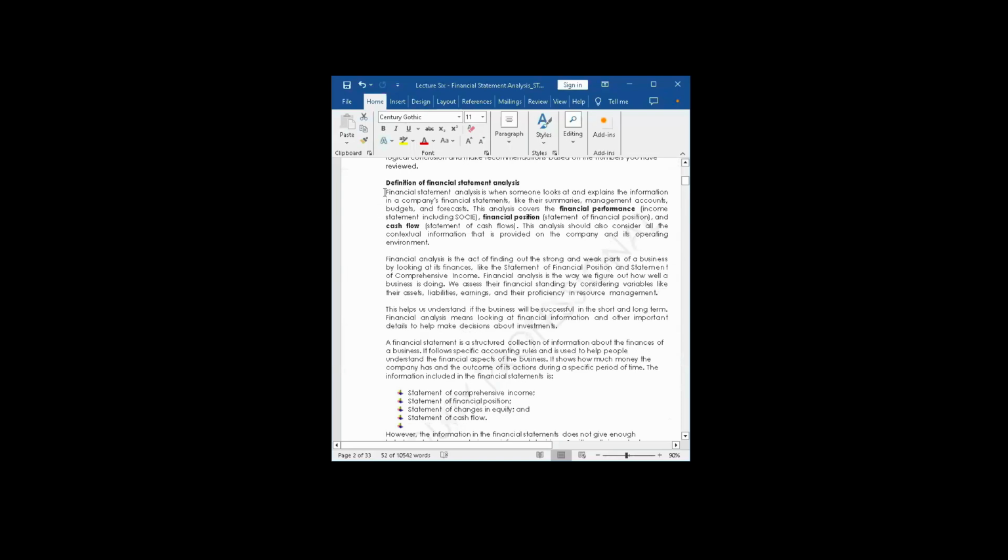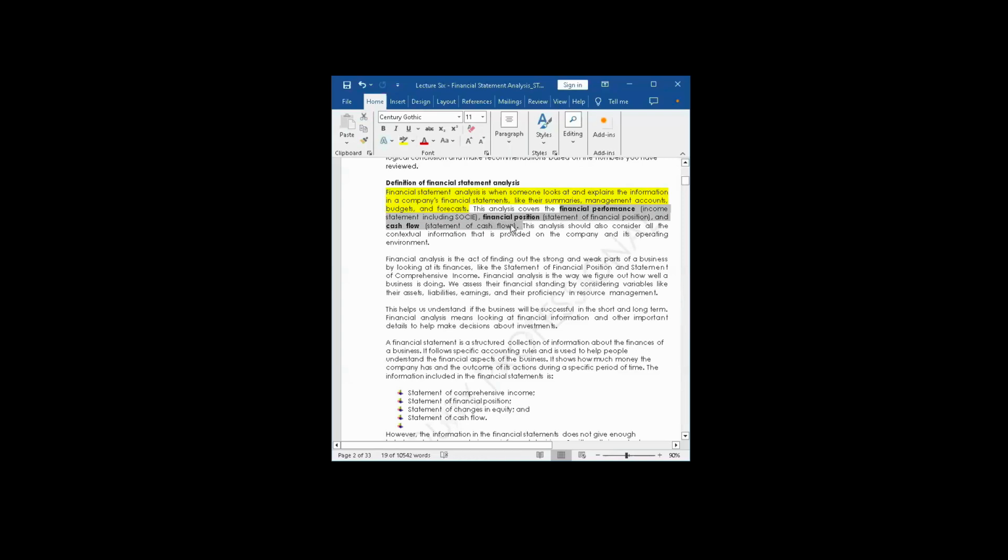So financial statement analysis is when someone looks at and explains the information in a company's financial statements, including their management accounts, budget, and forecast. So what does this analysis cover? The financial performance, that is the income statement, including the statement of changes in equity, the financial position, the statement of financial position, and the cash flow statement.